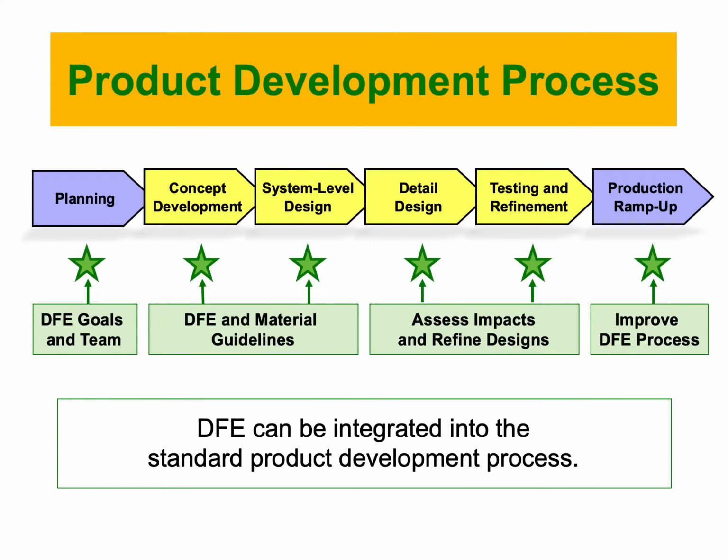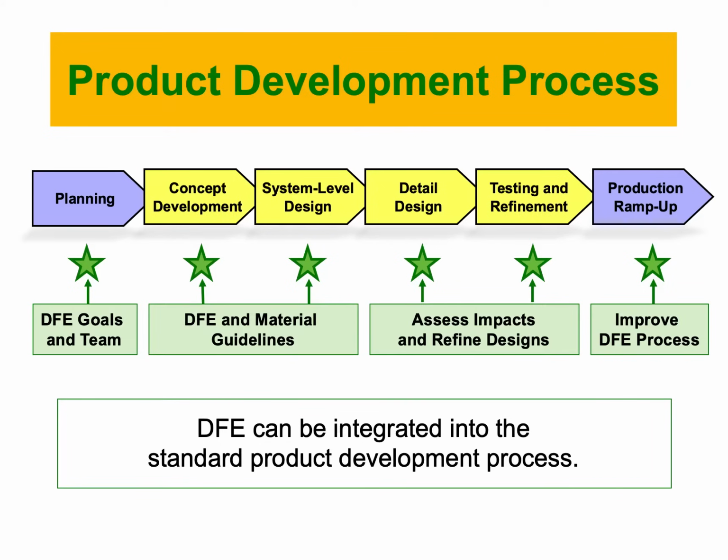When it comes to the material and guidelines, you can incorporate them when you generate your concepts and when you do the system level design and you identify your metrics. You can assess the impact and refine your design when you do the detailed design and the testing of your design. And also you can improve the process when you ramp up and you finish the product. So the design for environment can actually be integrated and incorporated easily in the product design development process.